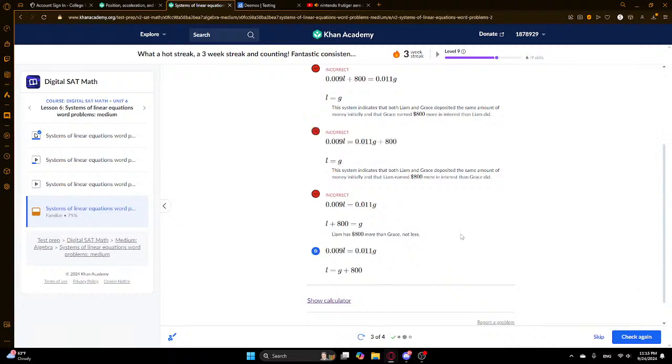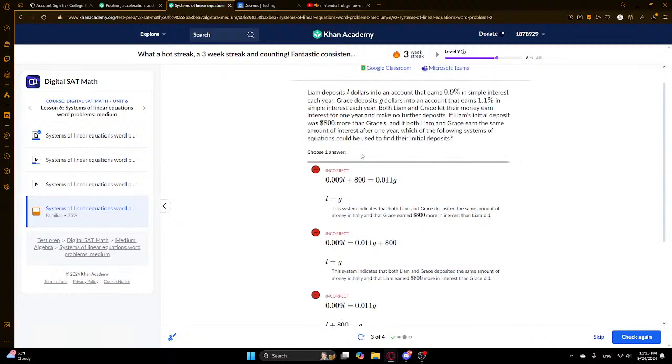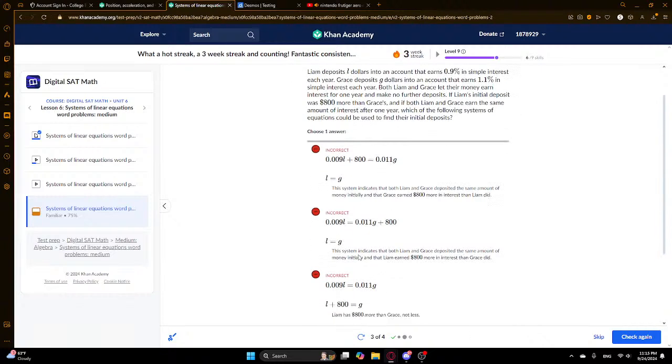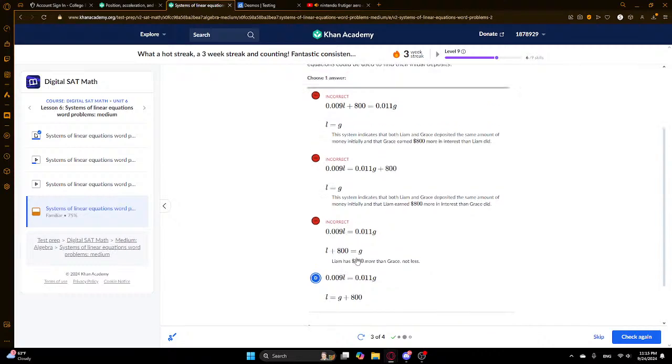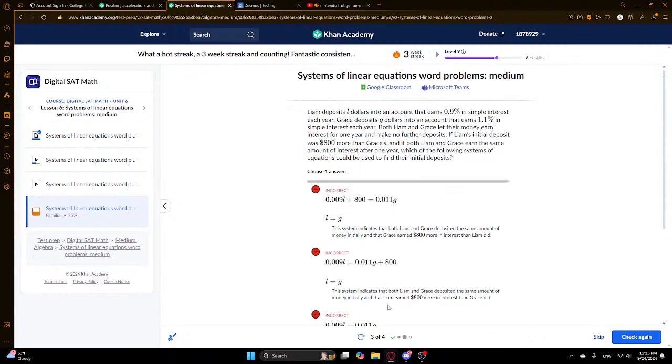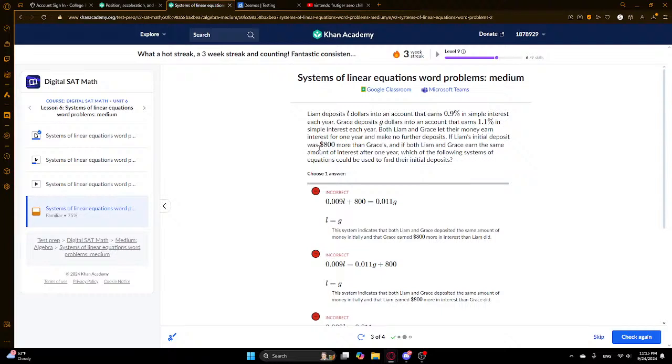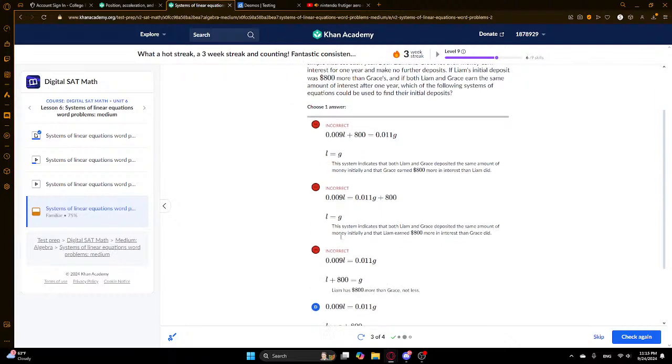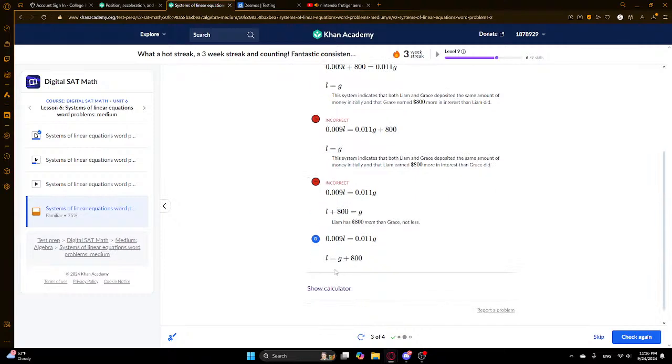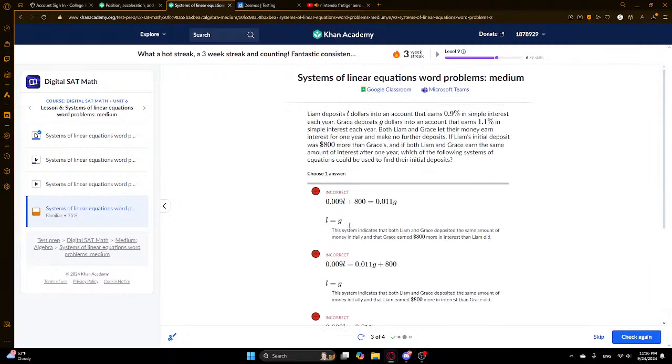How? What? L equals G plus 800? If Liam's initial deposit was 800 more than Grace's. Liam's initial deposit was 800 more than Grace's. Liam gets 800, what?